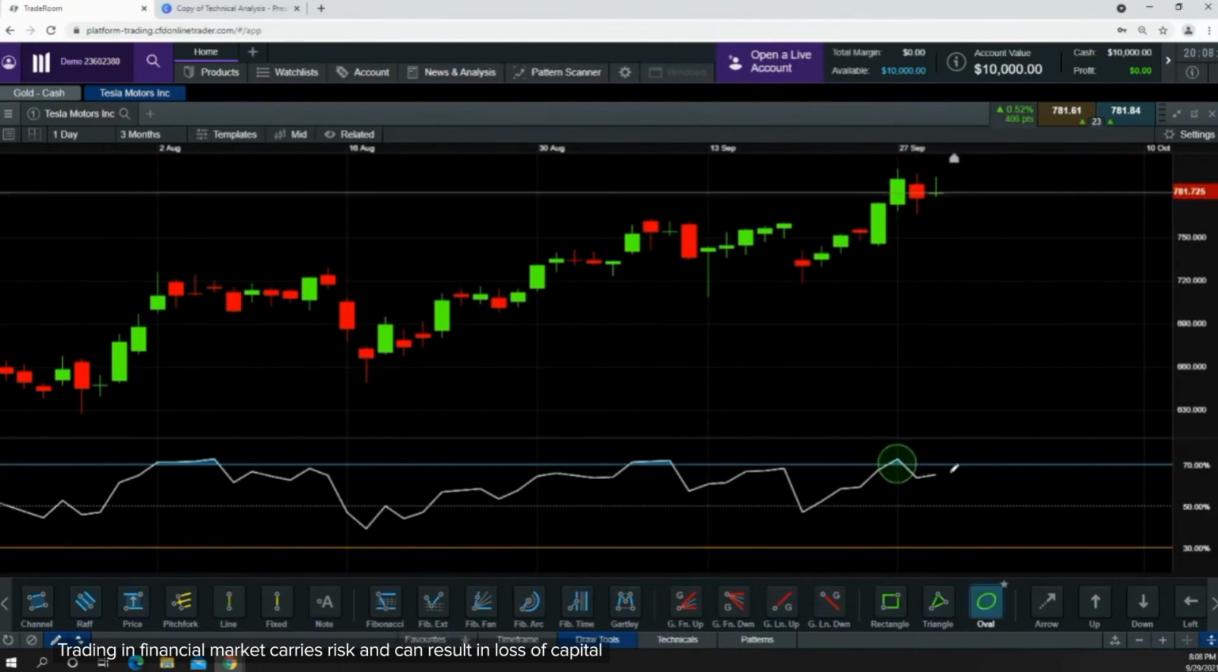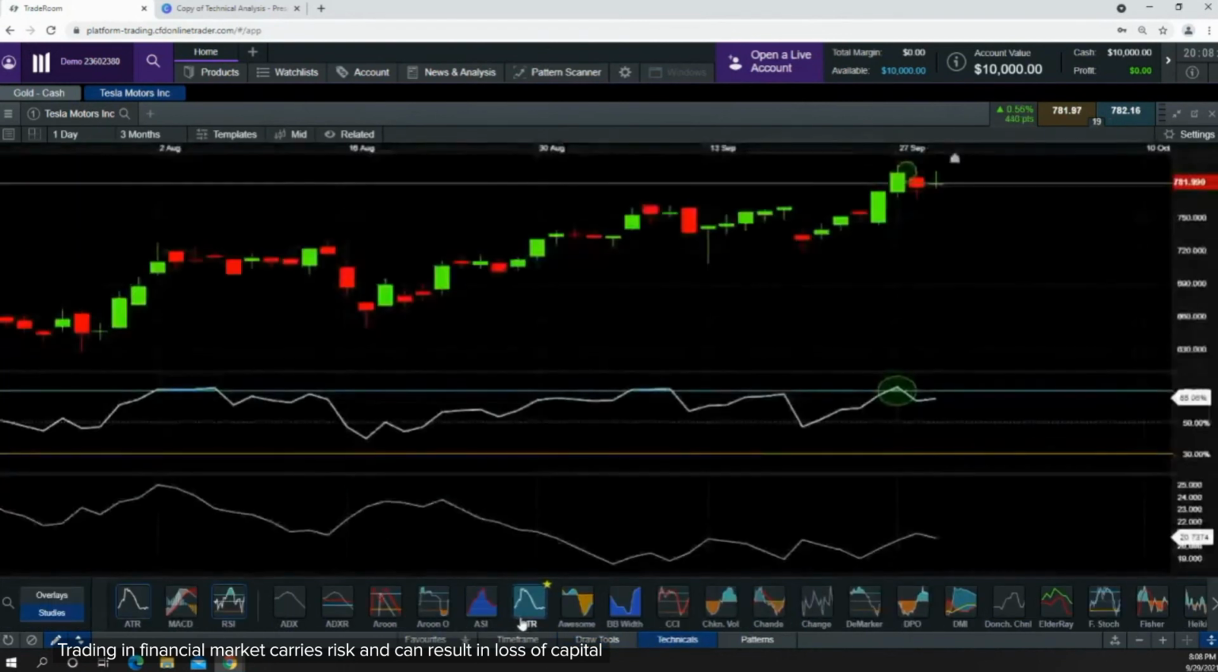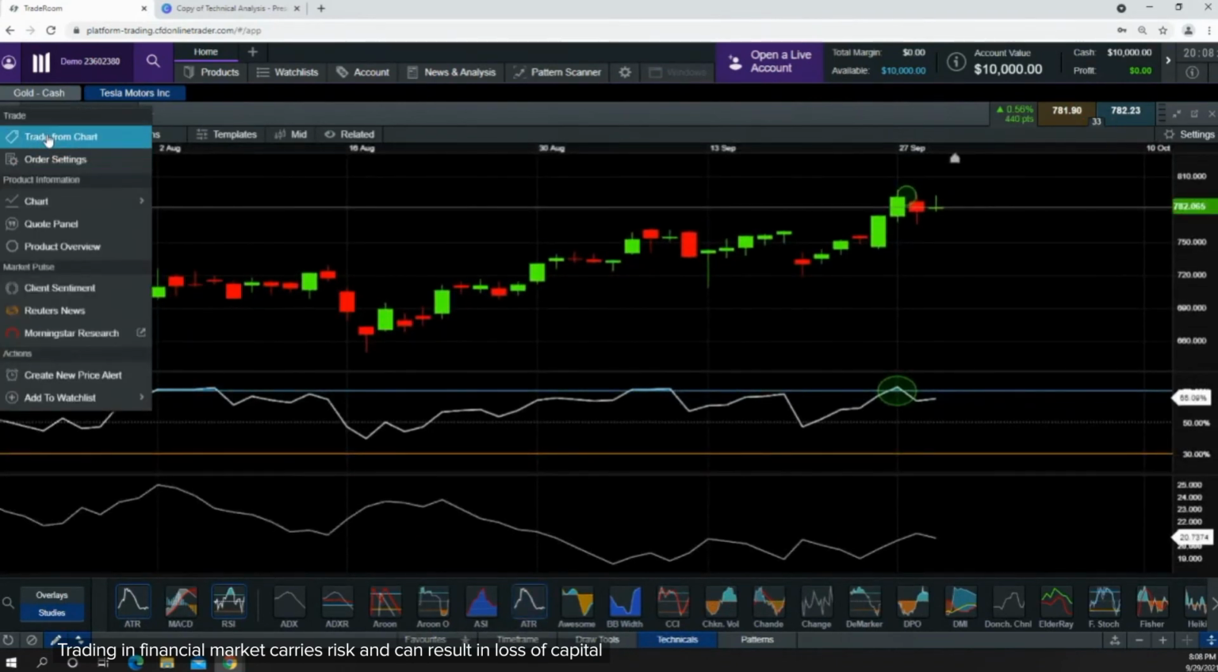Here it's overbought. Time to take a sell. But please use your ATR to identify where to keep your stop loss. In this example, I will not show you how to keep the stop loss, but when you're practicing, you can go to your ATR, find your ATR, then you can take your trade from the chart.